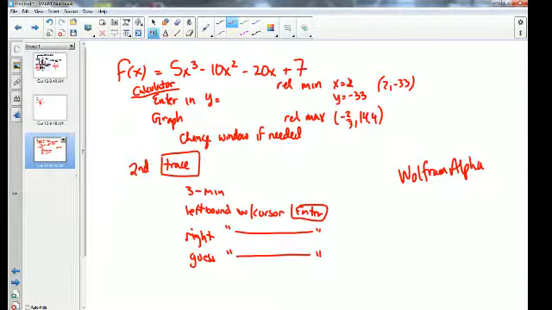Cool. Okay, so that's the conceptual understanding there. We're looking at, if I give you a graph, can you graph it and identify it?